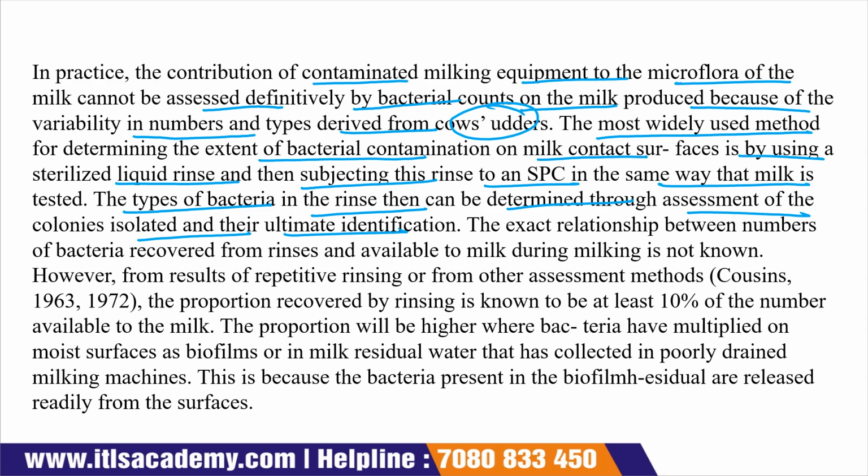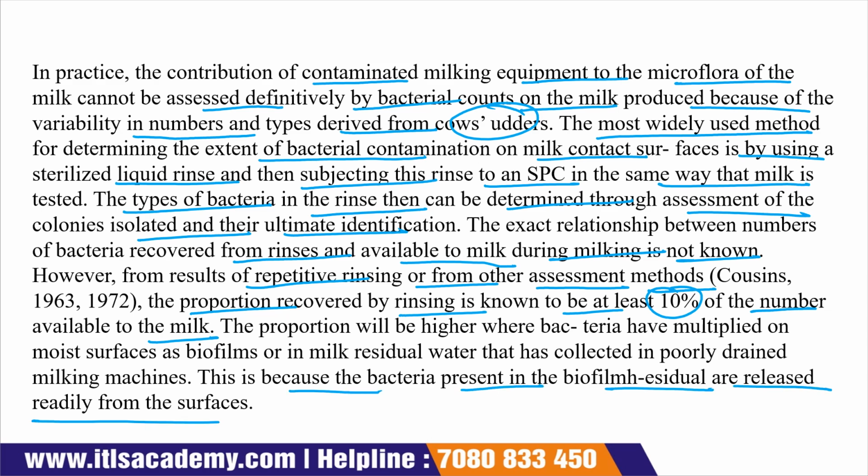Okay, the exact relationship between the number of bacteria recovered from the rinse and those available to the milk during milking is not known. However, from results of repetitive rinsing or from other assessment methods, the proportion recovered by rinsing is known to be at least 10% of the number which are available to the milk. The proportion will be higher where bacteria have multiplied on the moist surface as a biofilm, or in milk residue or water that has collected in a poorly drained milking machine. This is because the bacteria present in a biofilm or residue are released readily from the surface.